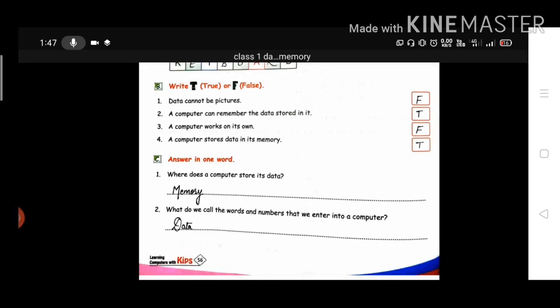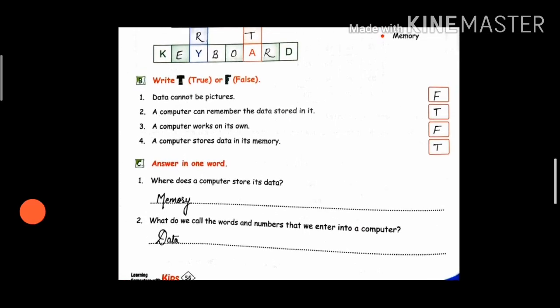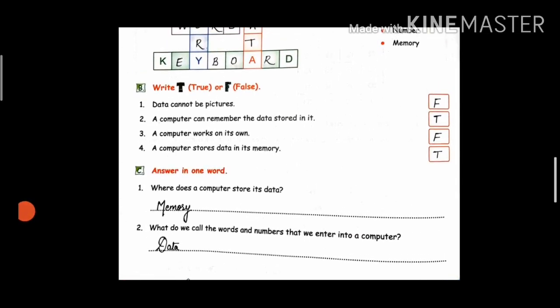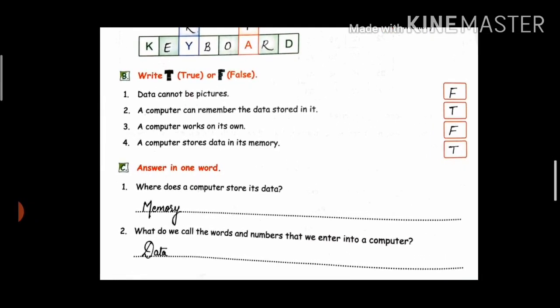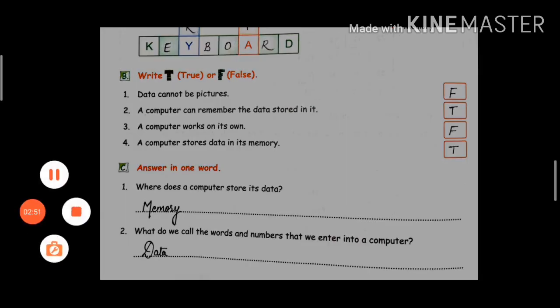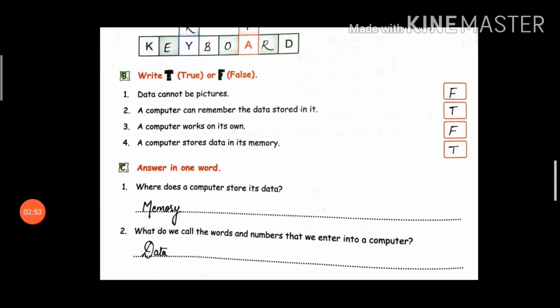The next question says, write true or false. The first one is, data cannot be a picture. Is this true? No, because data can be anything. It can be music, it can be a picture, it can be a drawing, it can be anything. Data can be a picture, data can be a movie, and it can be anything. So the first statement will be false.